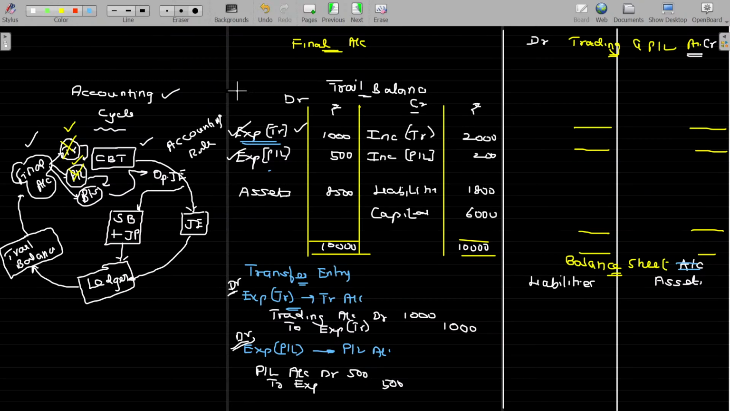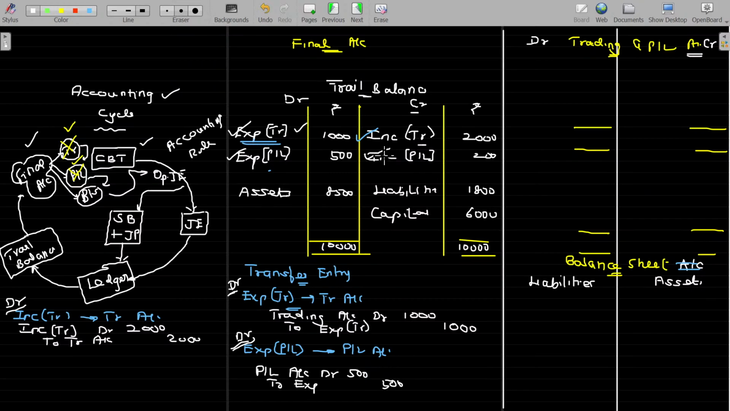Similarly, the income, this one, okay, income related to the trading account is transferable to the trading account. Remember, income should always be a credit balance, right? To cancel, it should now be debited. So this income, I am going to debit it. So income related to the trading account is debited to trading account. Is that okay? The value being 2,000 rupees.